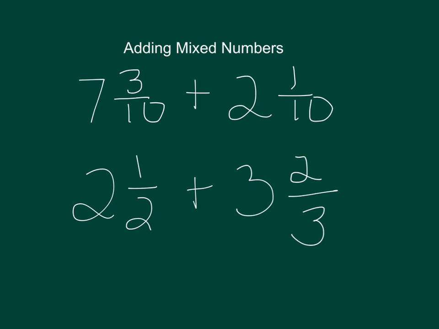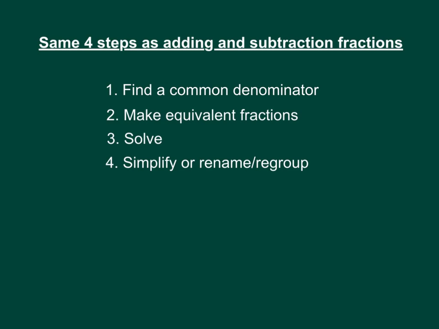Today we're going to learn adding mixed numbers. We already know these steps as the same 4 steps as adding and subtracting fractions. Number 1, find a common denominator. Number 2, make equivalent fractions. Number 3, solve. Number 4, simplify or rename or regroup.